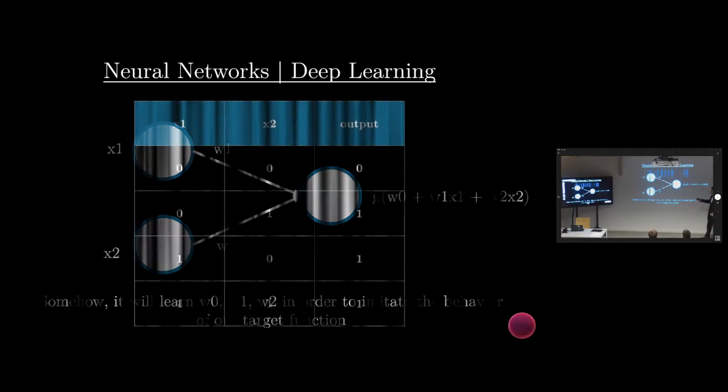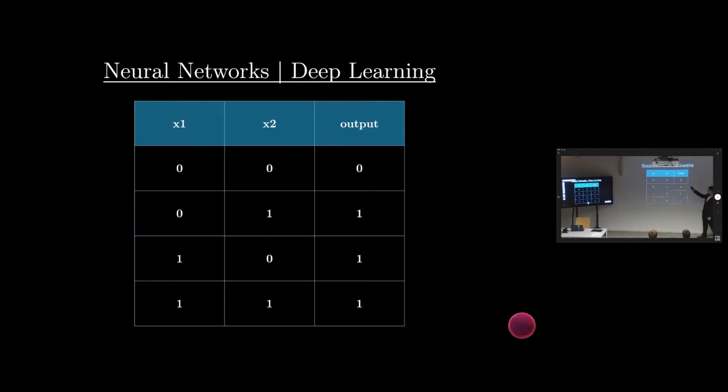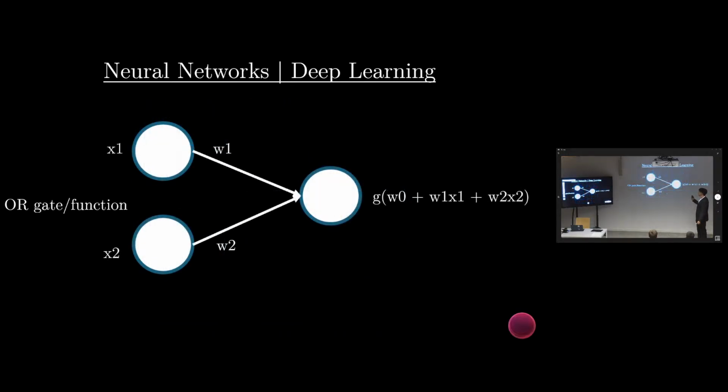Let's try to imitate this function. This function maps 0, 0 to 0; 0, 1 to 1; 1, 0 to 1; and 1, 1 to 1. And I hope you all guessed it: this is the OR function. So we're going to try to use our neural network to create the OR function. And how are we going to do this?